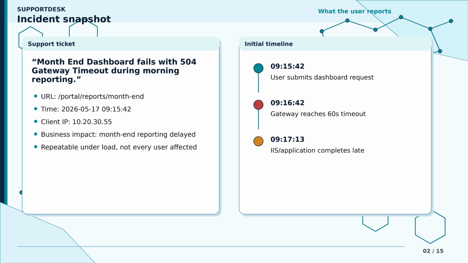We need the affected URL, the time of the error, the affected user or customer, whether the problem is repeatable, whether it affects everyone or only some users, and whether it started after a deployment or configuration change. Good incident handling starts with scope and evidence, not guesses.